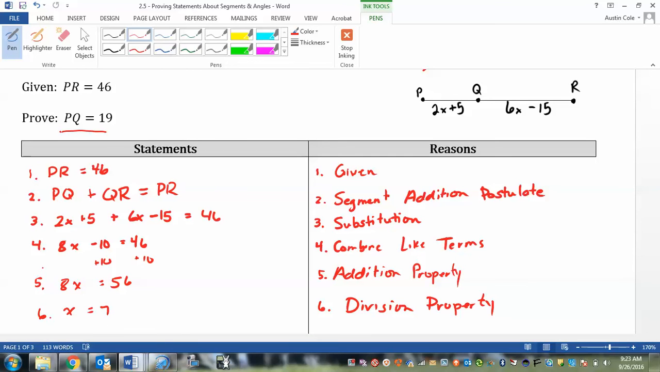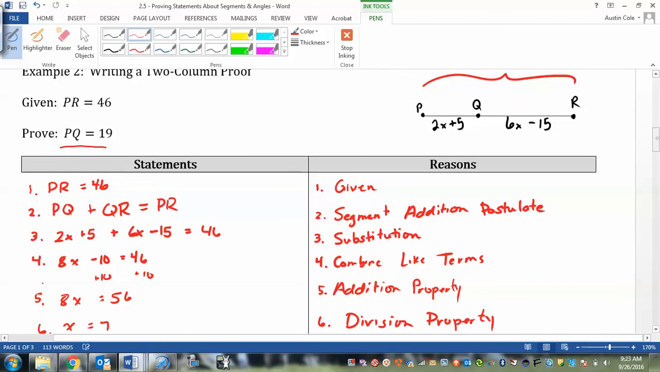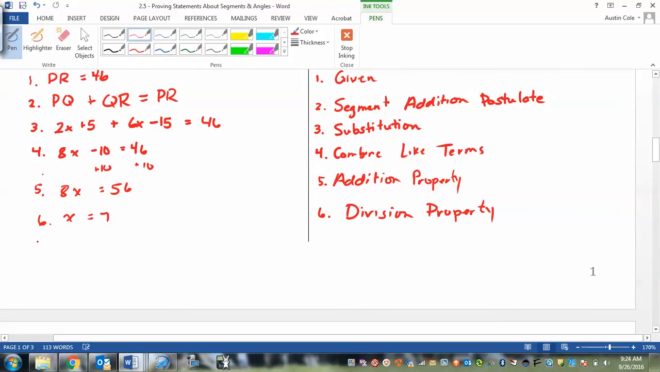So, how am I going to say that? What do I need to do, first of all? Yeah, plug it back in, right? So I plug in 7 here. I'm going to get 2 times 7, which is 14. 14 plus 5 is 19. So, I'm going to say PQ equals 19. What did we do there? Jordan? I think we substituted 7 in for x.